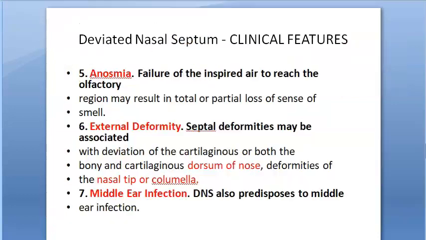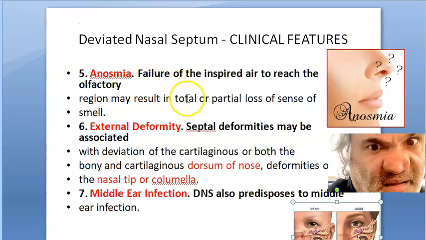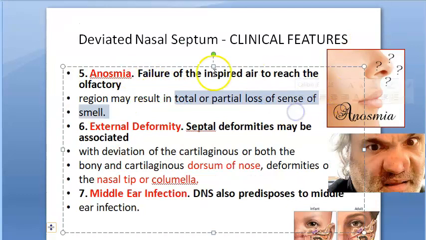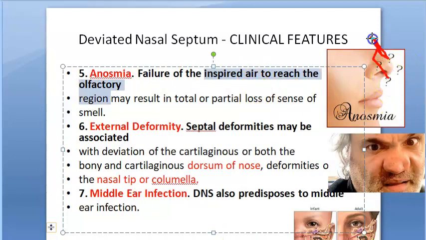Okay. So, guys, these people can have anosmia, total or partial loss of sense of smell, as the inspired air fails to reach the olfactory region. So you should understand why it is happening also, right? Because the inspired air is not reaching the olfactory region, there is partial or total loss of sense of smell.